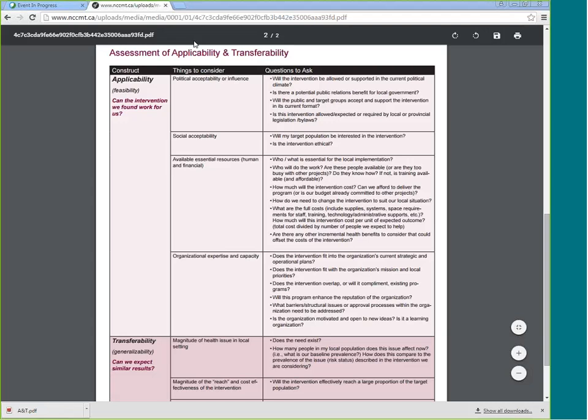Yeah, so from this screen, you can see that under applicability, there's the section about political acceptability with a number of prompts for the kinds of questions that get asked. Same with social acceptability, some about resources, and then the organizational expertise and capacity. So the questions to the right are not necessarily questions that you have to answer for every intervention that you're thinking about, but they are considered more prompts that will, in an organized way, get you to think through what the issues might be. Then the same with the transferability that you see.